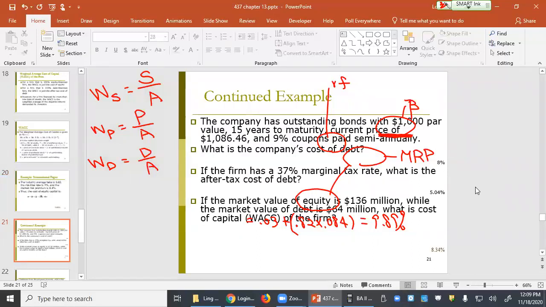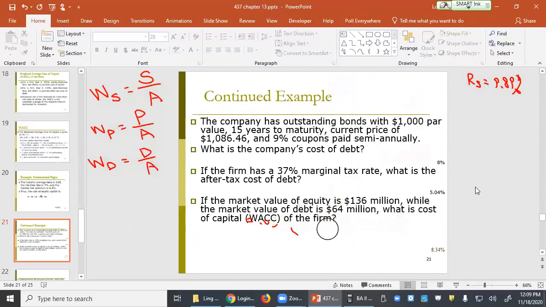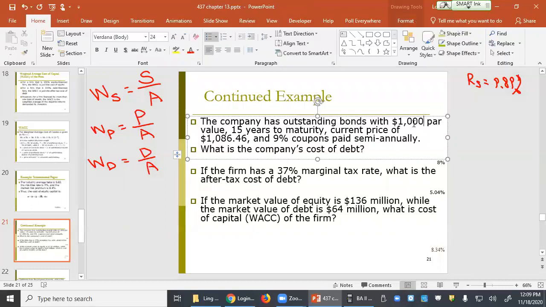So I'm going to copy this number here. RS, cost of equity, is 9.89%. We will use that number again when we have to merge all the numbers together to solve for the WACC. So next, the company has outstanding bonds with $1,000 par value, which is the standard. It has 15 years to maturity.